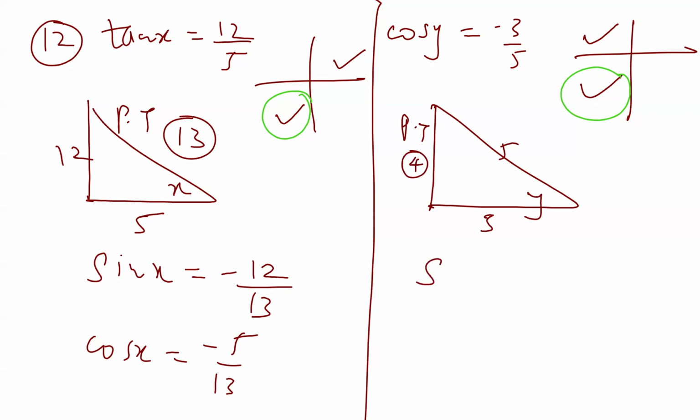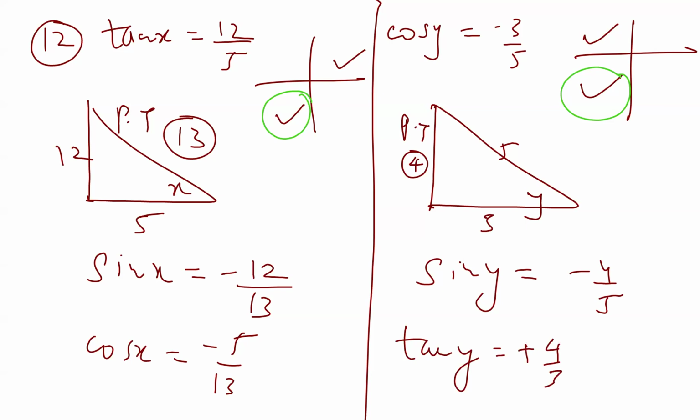So sin y is minus 4 by 5. Opposite upon hypotenuse, minus sign is because we have to consider only the third quadrant. And let's say tan y. Tan y is equal to 4 upon 3, opposite upon adjacent. We are taking positive sign for tan because it's a third quadrant, so we cannot use the negative sign over here. Fine. So these are the values that are there in front of us.